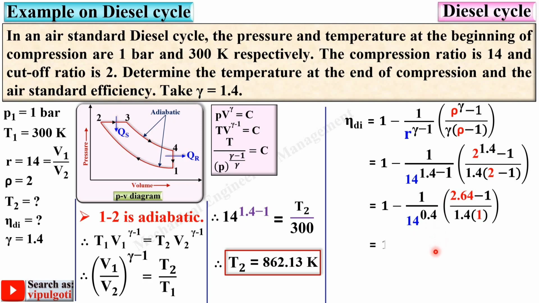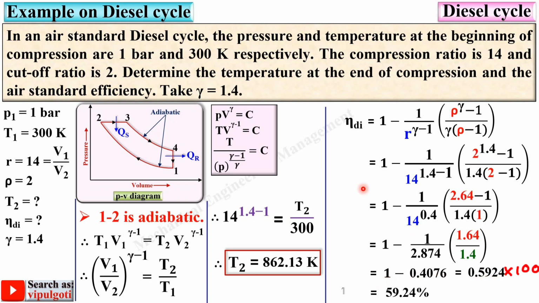Again simplify. So 1 minus as it is. And here 14 raised to 0.4 means 2.874, and this part you can understand. Now simplify this term. So that is 0.4076. So that you will get the efficiency as 0.5924. But again you know that efficiency is always in percentage. So multiply by 100, so that you will get the efficiency of diesel cycle as 59.24%. And this is your second objective. So make a box. This is a very simple problem, my dear friend.